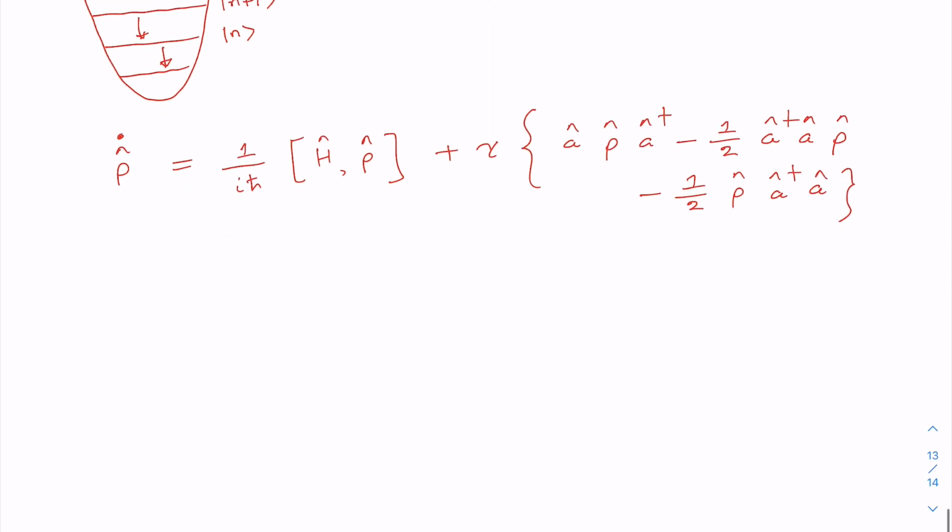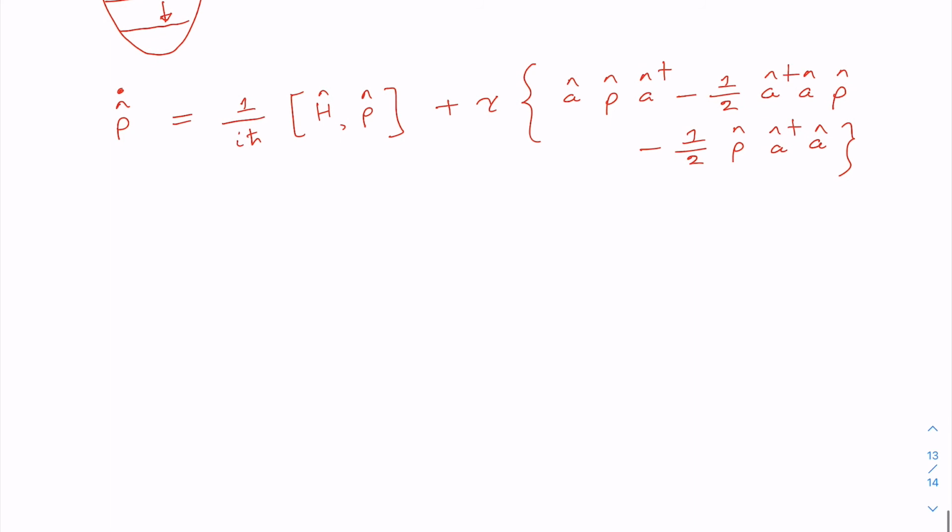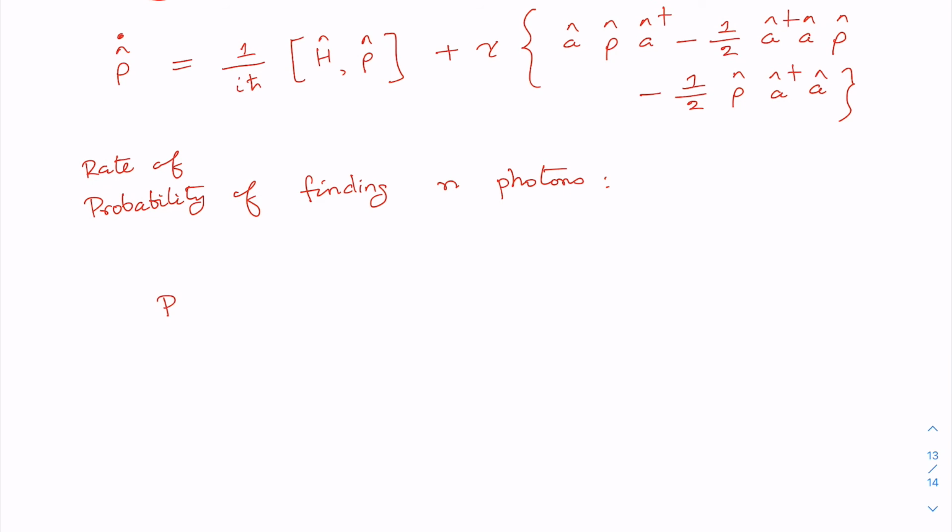Now let us see how the probability of finding n photons changes with time. We are interested in the rate of change of the probability of finding n photons. That would be given by the probability, which we know is <n|rho|n>, and the rate of change would be given by this expression. So these we can easily work out.